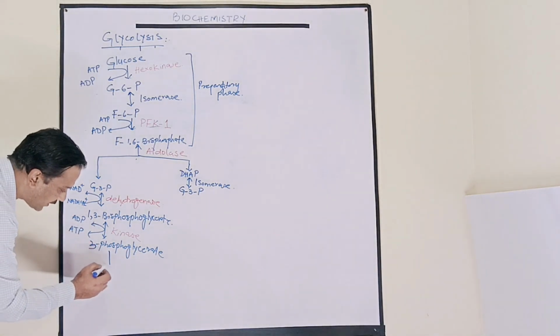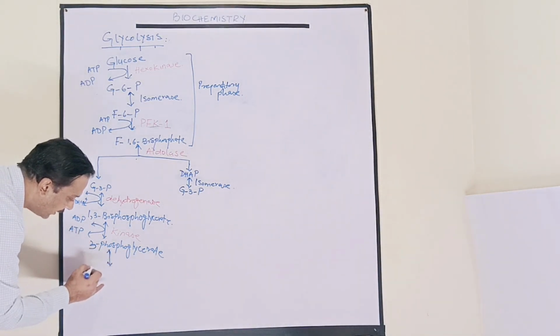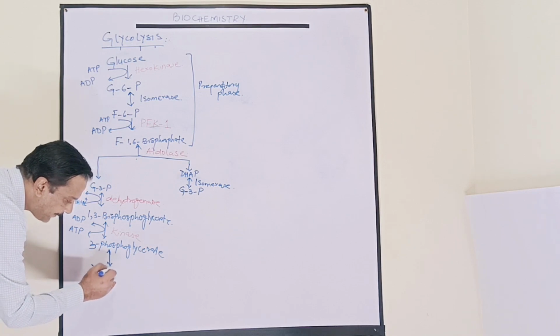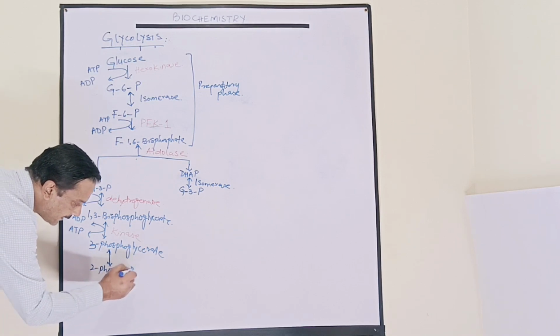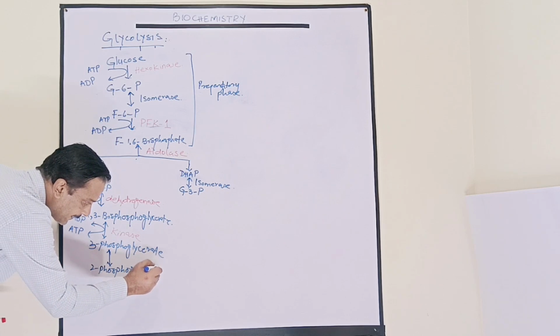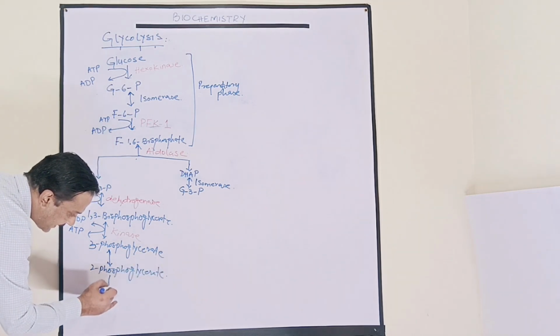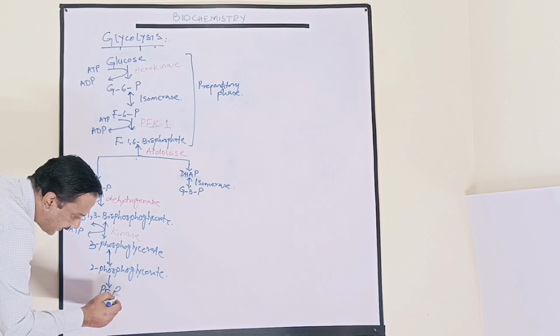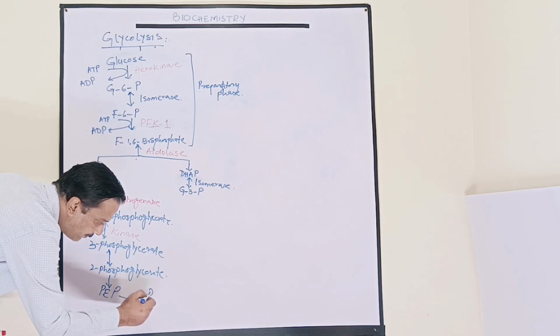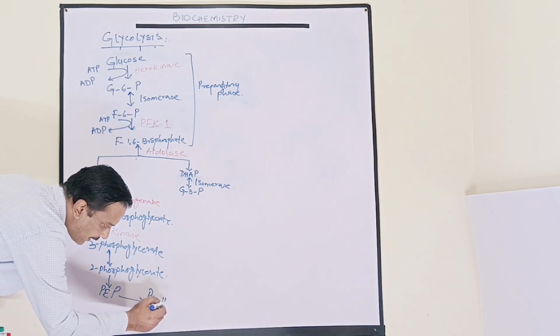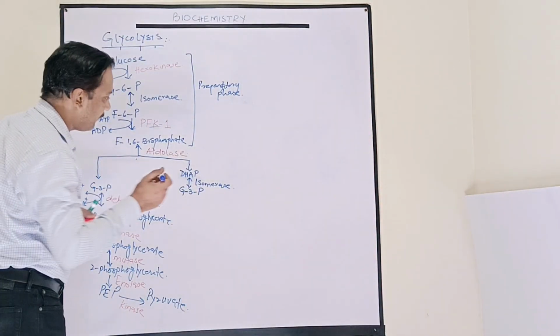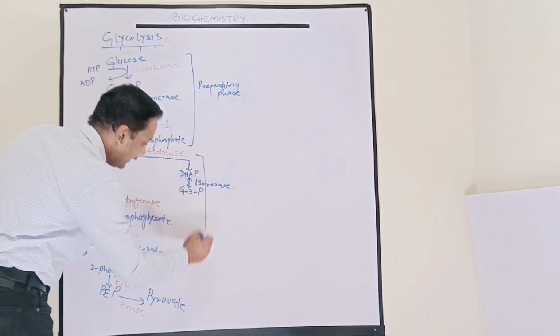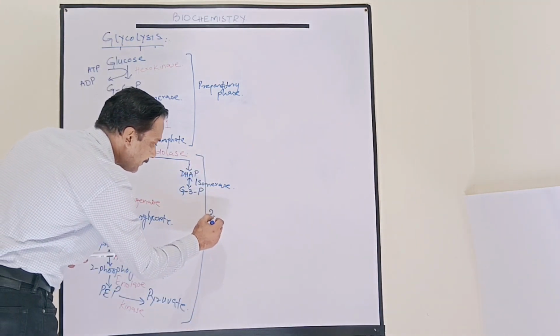This 3 phosphoglycerate then is converted into 2 phosphoglycerate. This 2-phosphoglycerate then is converted into phosphoenol pyruvate, and finally it is converted into pyruvate. And this is the payoff phase. From here, it is the payoff phase.